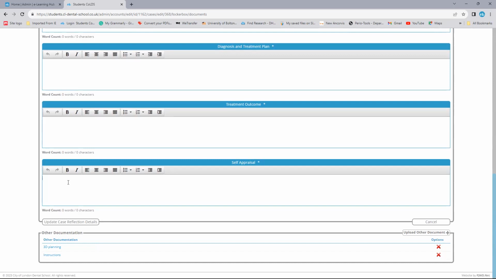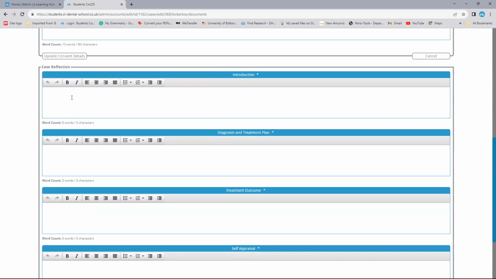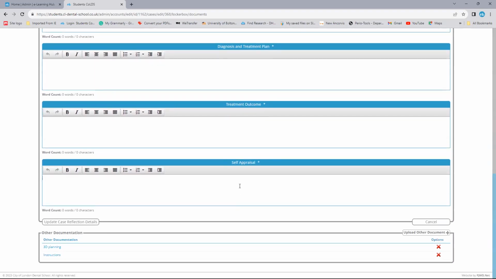Is that in the appraisal or in the reflection? Well, a self-appraisal is a reflection, isn't it? You're reflecting on yourself. All of it's reflective. So you just click on there what you think. Okay, and then you update that, and you'll update all of these bits here. So you do an introduction. This is your case reflection, and it consists of your introduction, your diagnosis and treatment plan, your treatment outcome, and your self-appraisal. That gives you everything that you've shown you thought about the case.